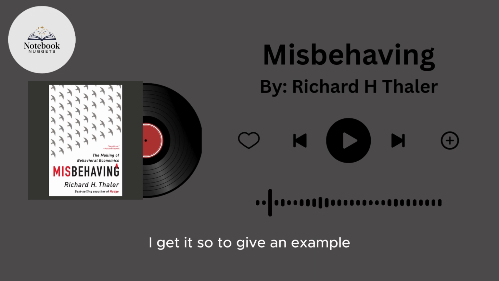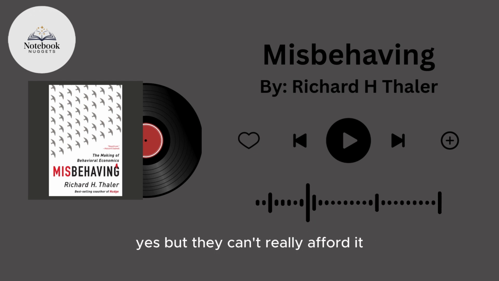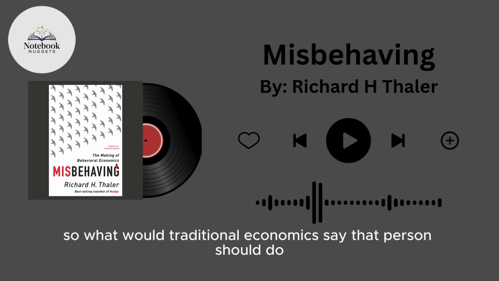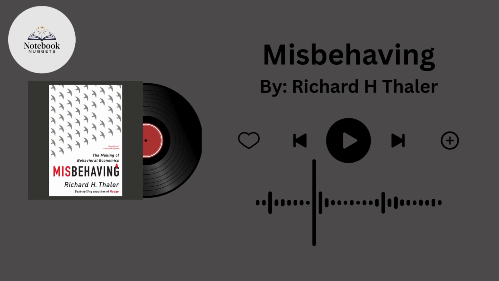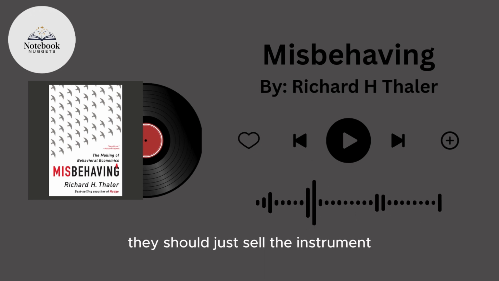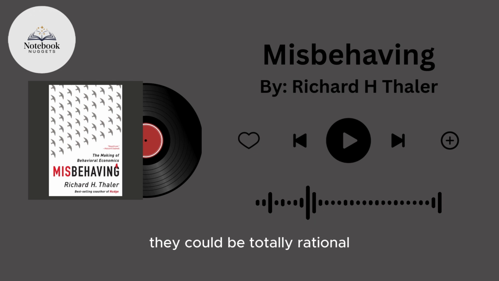To give an example, the book talks about someone who gets a musical instrument as a gift, but they can't really afford it. So what would traditional economics say that person should do? Traditional economics would say this person should just sell the instrument. Logically, it makes sense. They could use the money to pay off debt or put it towards something they need more. Right, they could be totally rational.